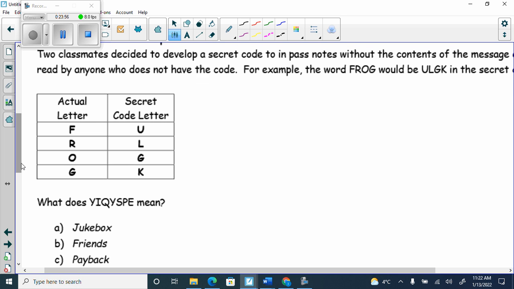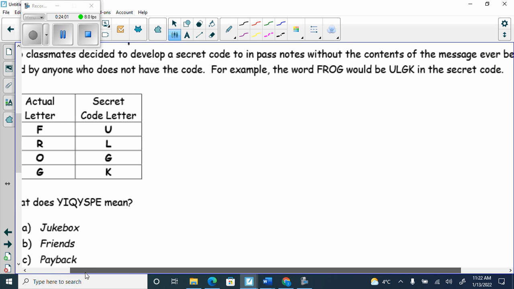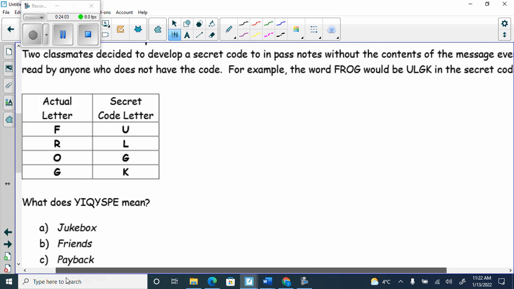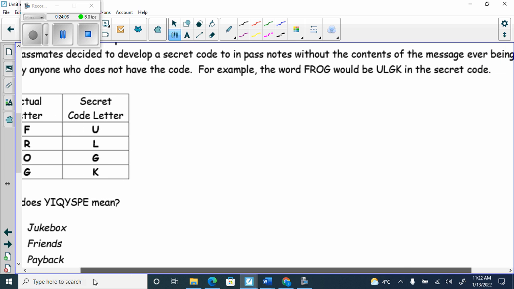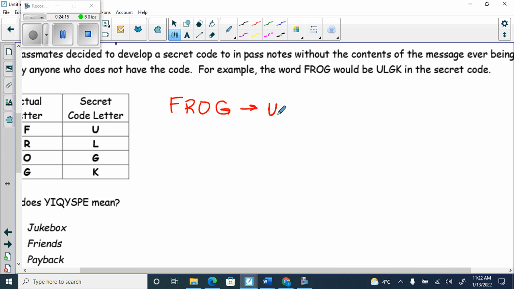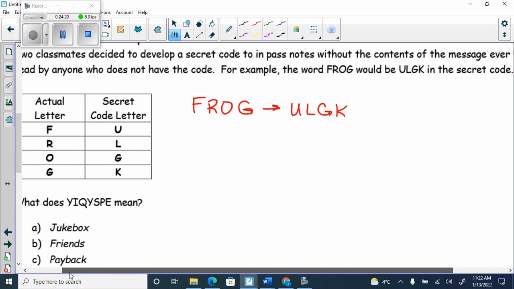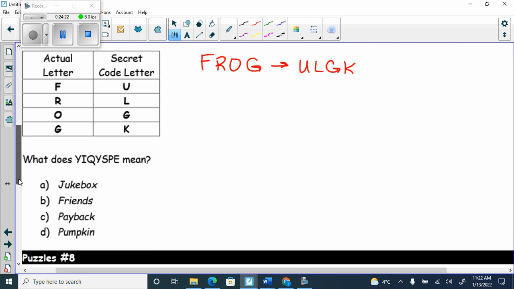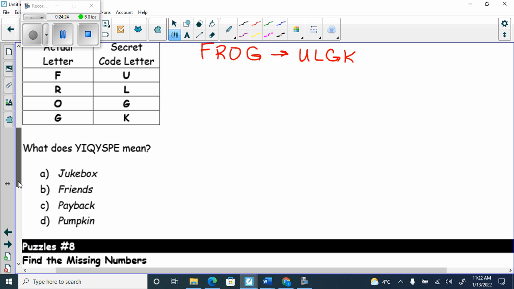Okay, this one says, two classmates decided to develop a secret code to pass notes with the correct message ever being read by anyone who does not have that code. For example, frog would be ULGK in the secret code. Frog would be ULGK, which is beside us here. Okay? Don't let that throw you off. Which one of these could possibly be YIKSP? A, B, C, or D?